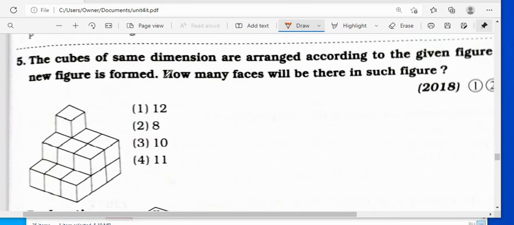The cubes of the same dimensions are arranged according to the given figure. A new figure is formed. How many faces will be there in such a figure? Now see how many faces are there. They ask faces. Faces means ऊपर का part. देखो faces are 1. This one face. This is 2. Then this is 3, 4, 5, 6, 7. No, 1 minute. Sorry.